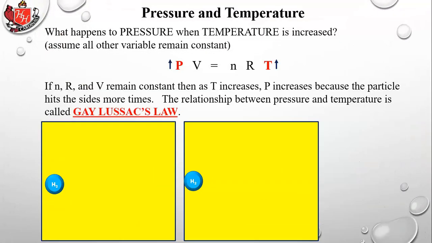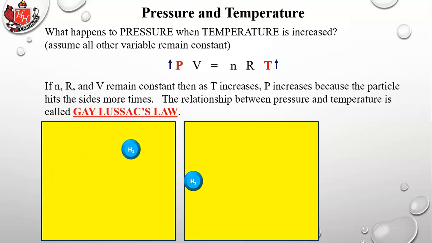What happens to pressure when the temperature is increased? So if you look at it mathematically, if the temperature goes up on the right side of the equation, let's say you double it, then you have to double something on the left side of the equation, in this case the pressure. So if temperature is doubled, the pressure will double.